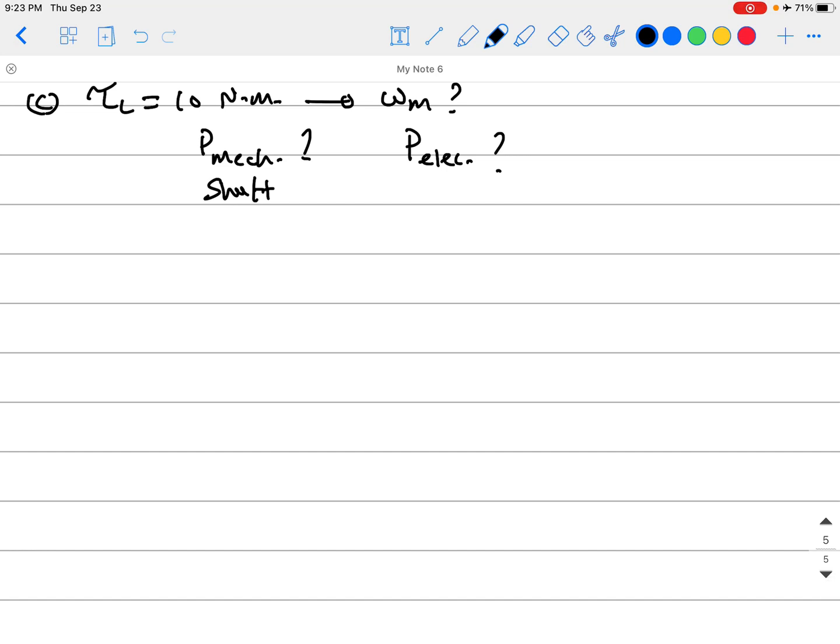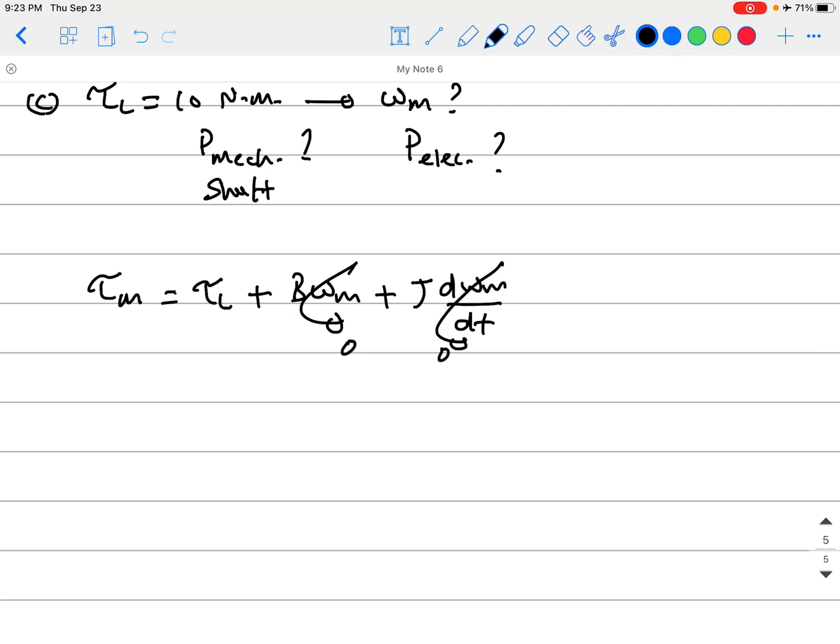Okay? So again, we know that the motor torque will equal the load torque plus B omega_m plus J d omega_m by dt. And he didn't talk about B or J, so we'll just assume they are 0. So the motor torque equals the load torque, and that equals 10.